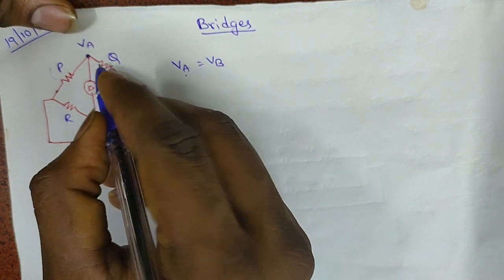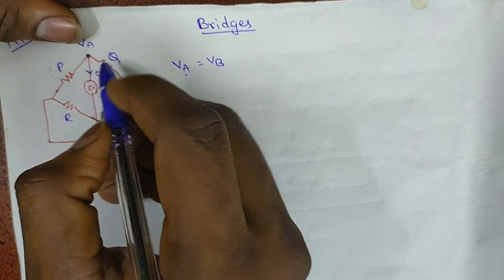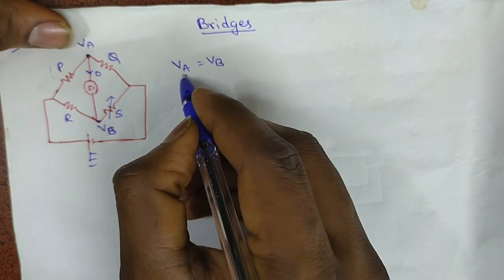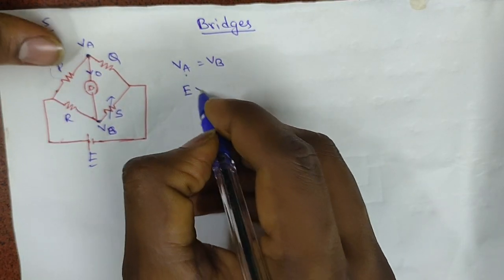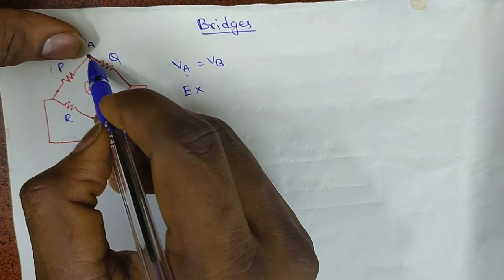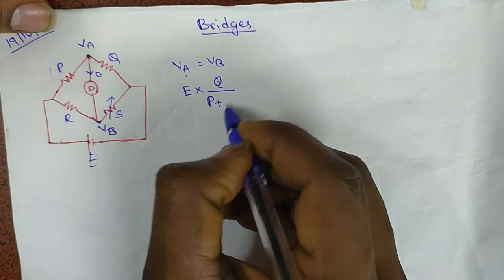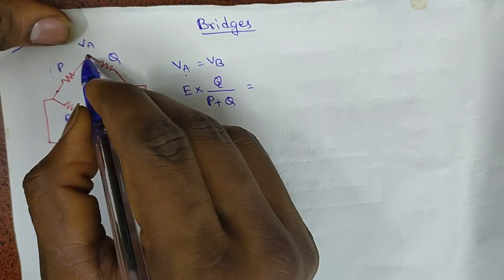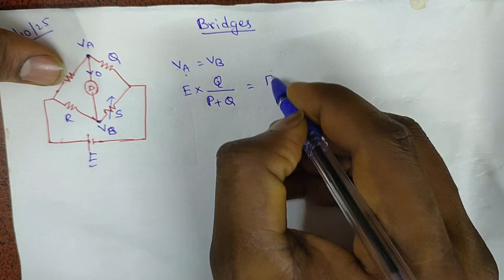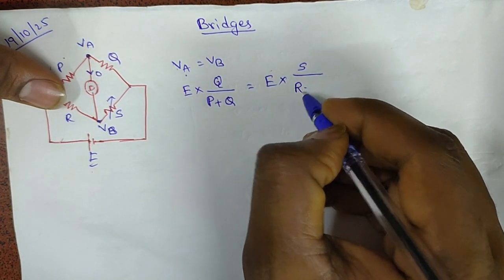At the bridge balance condition, the current flowing through the detector is 0. When we use the voltage division rule, with total voltage E, the voltage VA will be the voltage across this Q. So VA is E into Q by P plus Q. This is the voltage at point A. The voltage VB is total voltage into the same resistance by the sum of resistances.